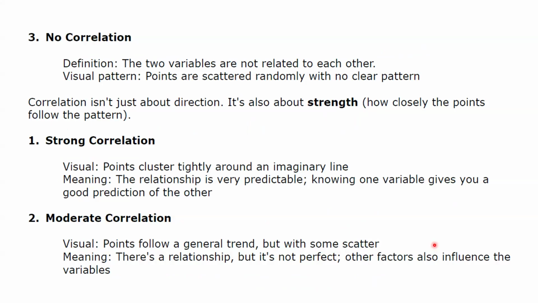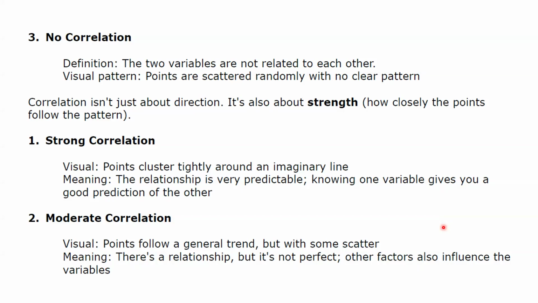The third type is no correlation. So sometimes there's just no correlation at all, where the two variables aren't related to each other. The points on the scatter plot will be scattered randomly with no clear pattern. Some examples of these could be shoe size versus test scores. There's no relationship there. Or hair color versus math ability. The two are completely unrelated.